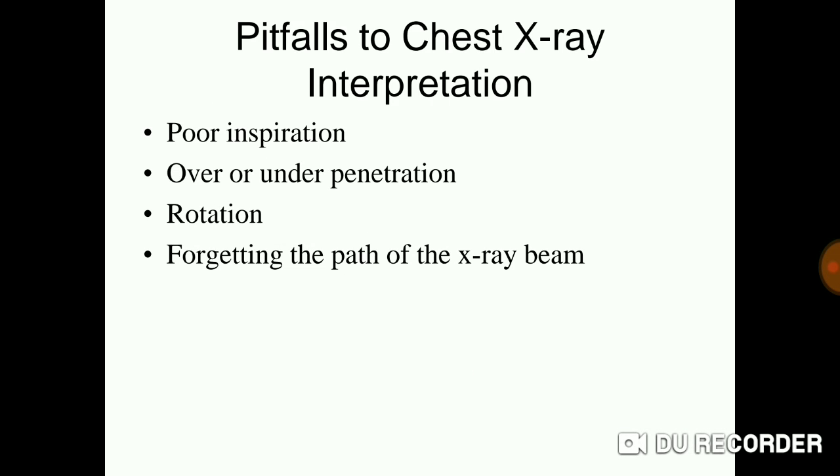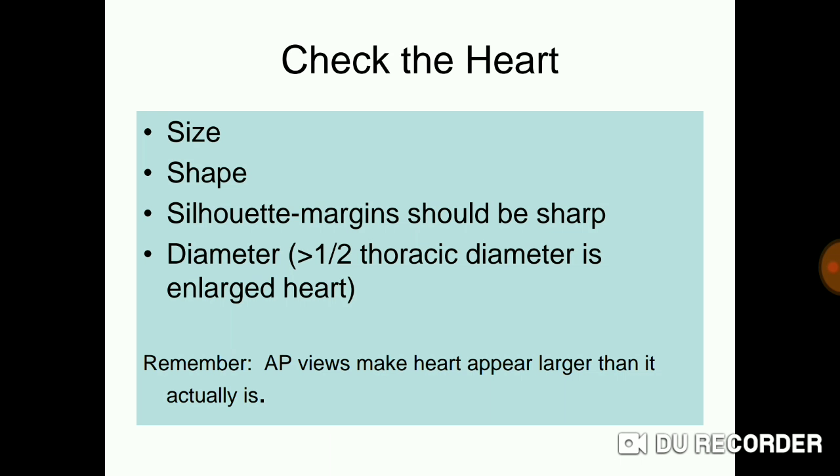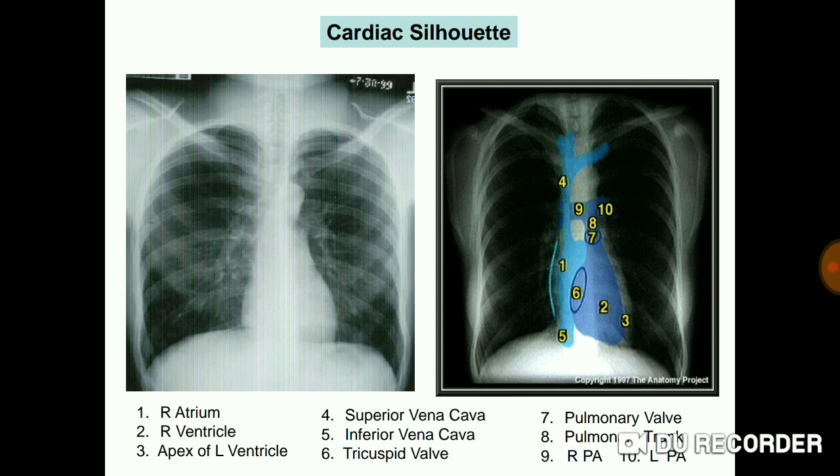Pitfalls to chest X-ray interpretation: poor inspiration, over or under penetration, rotation, and forgetting the path of the X-ray beam. Check the heart: size, shape, silhouette; margins should be sharp. A diameter more than half the thoracic diameter means an enlarged heart. You have to remember that anterior posterior views make the heart appear larger than it actually is. You can see this picture of X-ray.